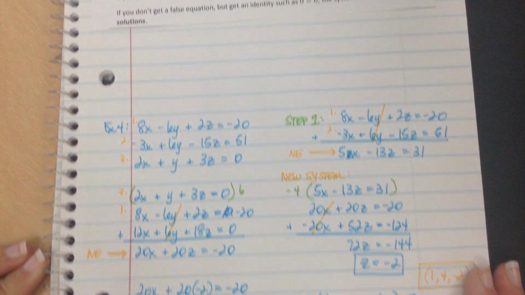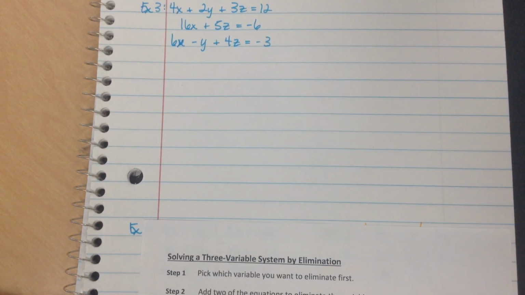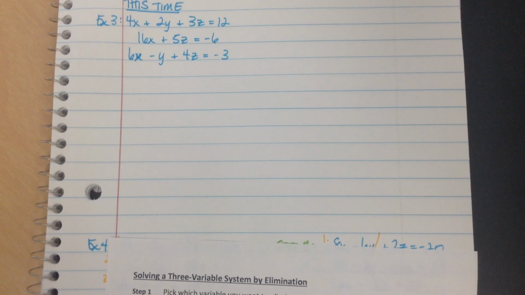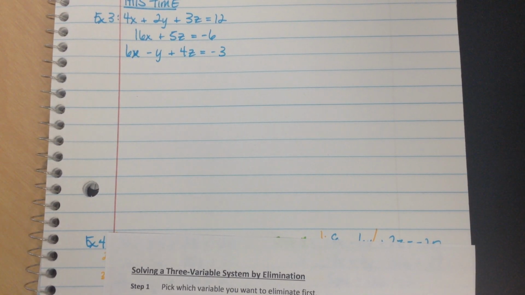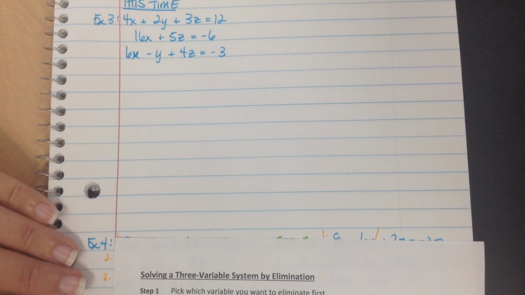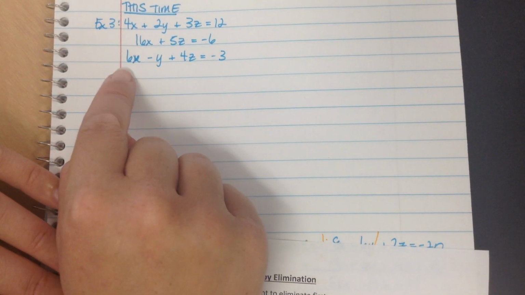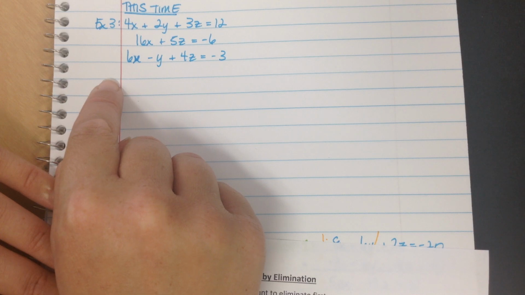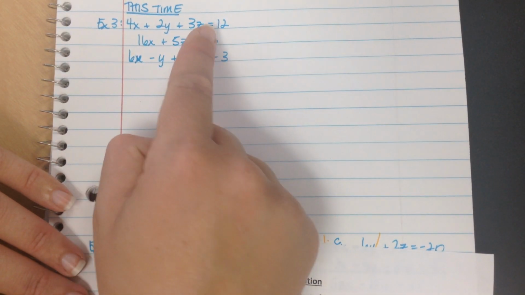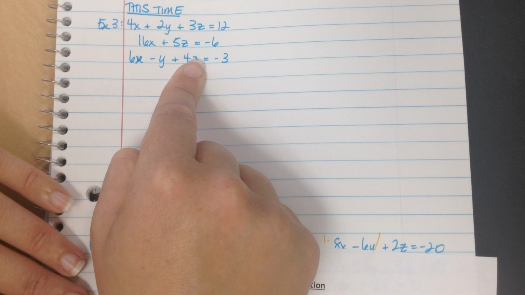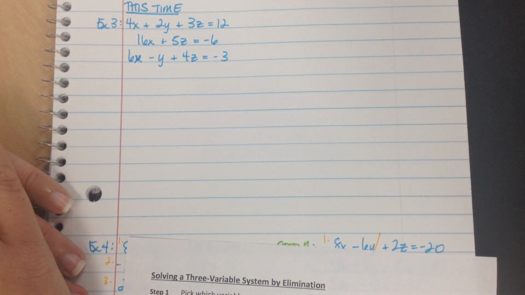Okay, moving back up to the other problem that we were working on, that I said I wanted to save for later. Let's work this one together. First step is to pick which variable you want to eliminate first. So the first thing we want to do is look and see if any of the variables automatically eliminate. My x's don't. Doesn't look like the y's will, or the z's. So none of the equations are going to eliminate. Let's see what other route we can take.